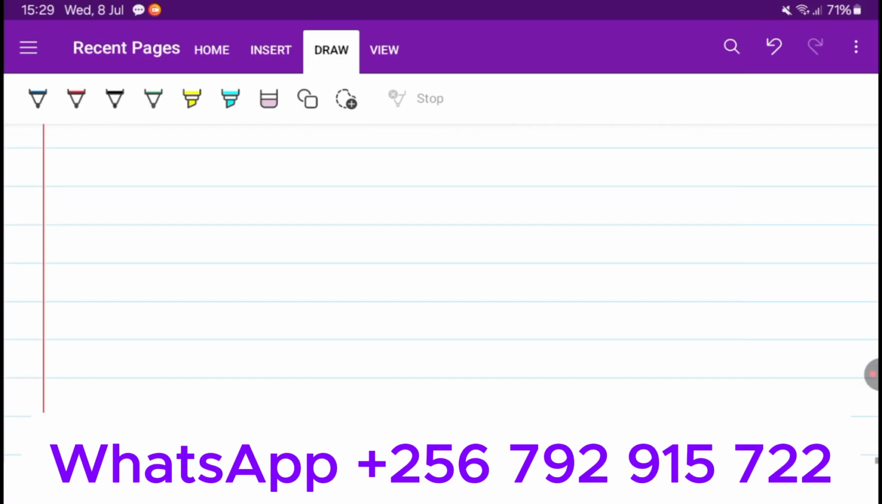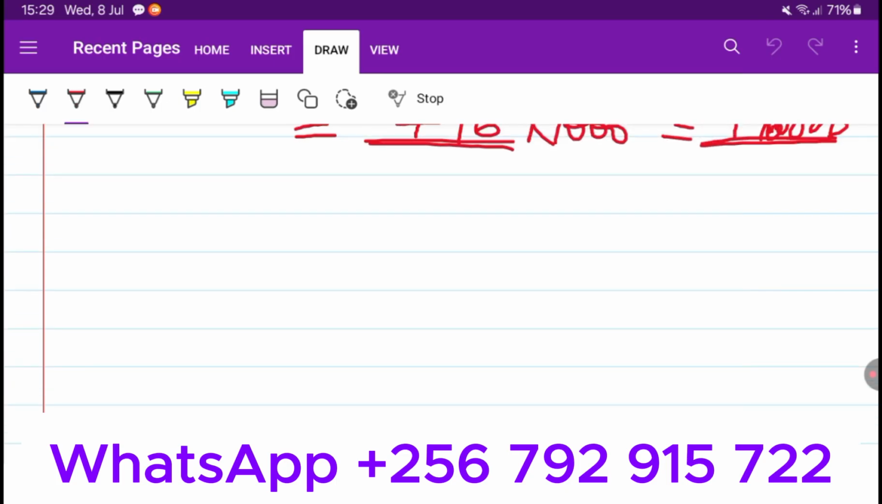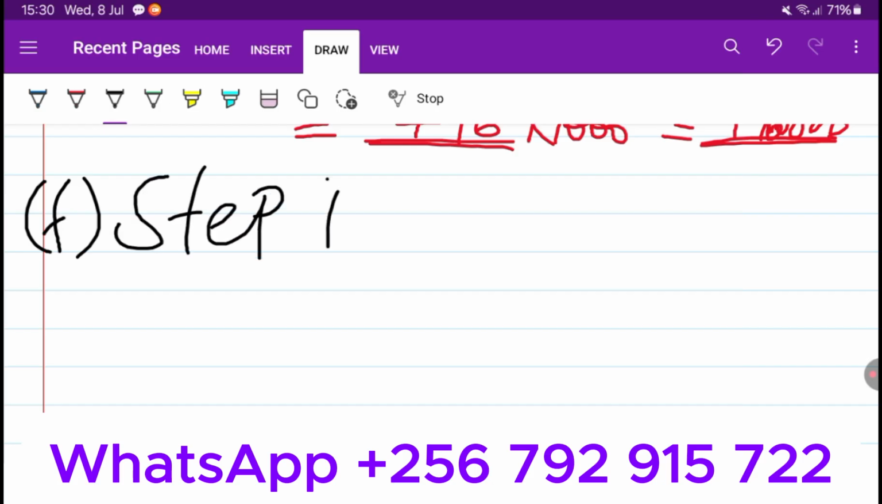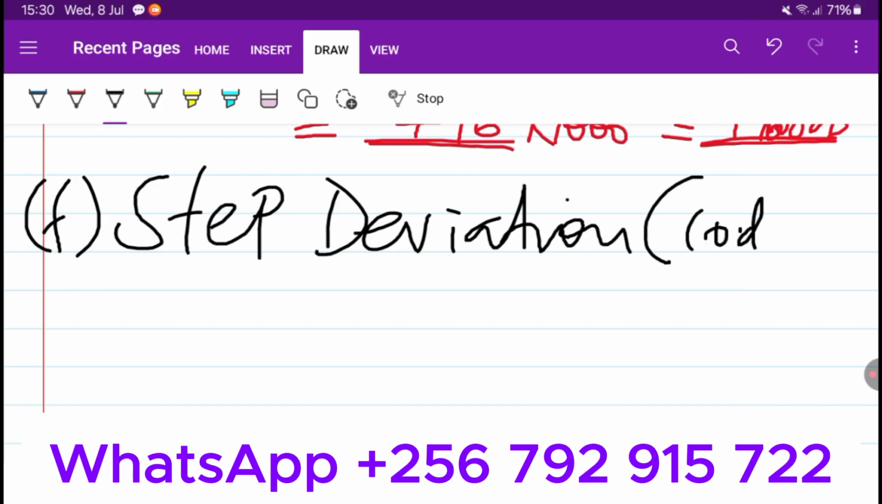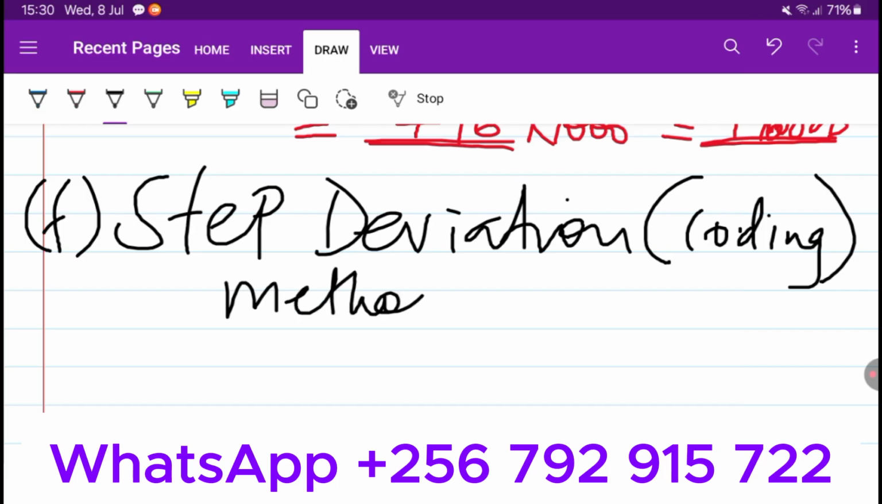So we are going to look at the coding method as one of the ways of computing the mean. So we are looking at the other option called step deviation, in bracket coding method, for mean or arithmetic mean.